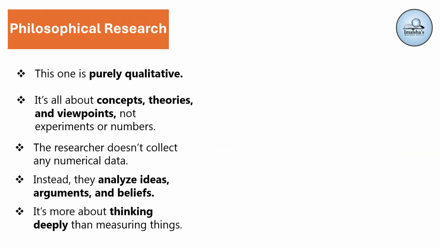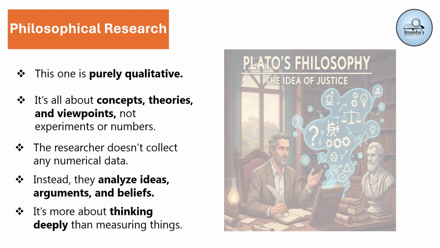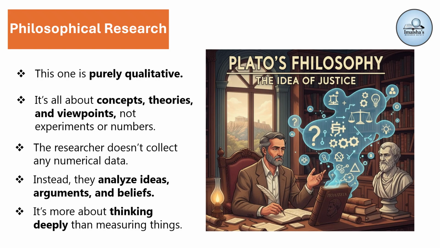Philosophical research. This one is purely qualitative. It is all about concepts, theories, and viewpoints, no experiments or numbers. For example, you might study the idea of justice in Plato's philosophy, or analyze different scholars' opinions about truth or ethics. Here, the researcher doesn't collect any numerical data. Instead, they analyze ideas, arguments, and beliefs. It is more about thinking deeply than measuring things.